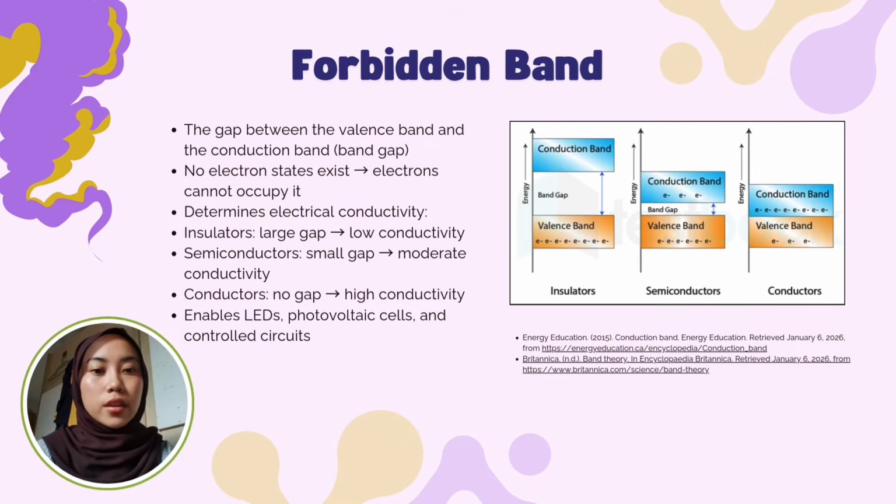The forbidden band, also known as the band gap, refers to the gap between the valence band and the conduction band. The forbidden gap doesn't have any energy, and no electron stays in this band. If the forbidden gap is greater, then the valence band electrons are tightly bound or firmly attached to the nucleus.